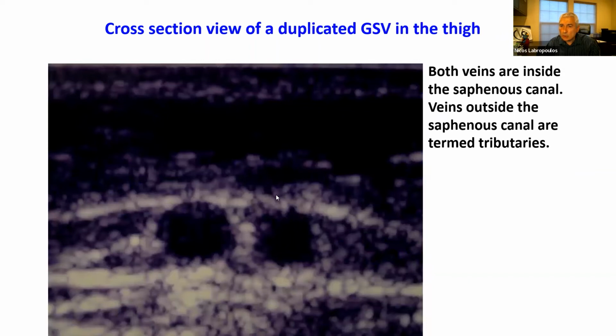Here you see what we call a true duplication because both saphenous veins are inside the saphenous canal. Right? This is the deep fascia here, and this is the superficial fascia. This is very uncommon. It's found in less than 2% of the people, but it's good to know because sometimes one of the veins may have a problem, or both.